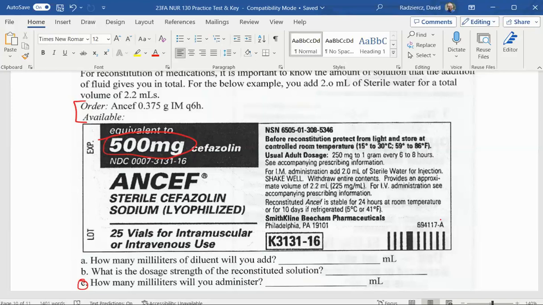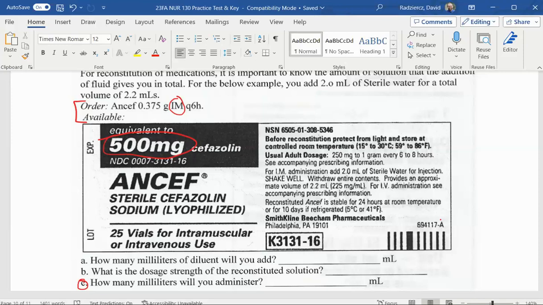But one of the things that's a clue is, first of all, it tells you how many milliliters you will administer, but also intramuscular, right? Intramuscular tells you it's a liquid and it's an injectable. So we're not going to be looking for capsules or tablets, but you might be sitting there going, well, what am I looking for then?